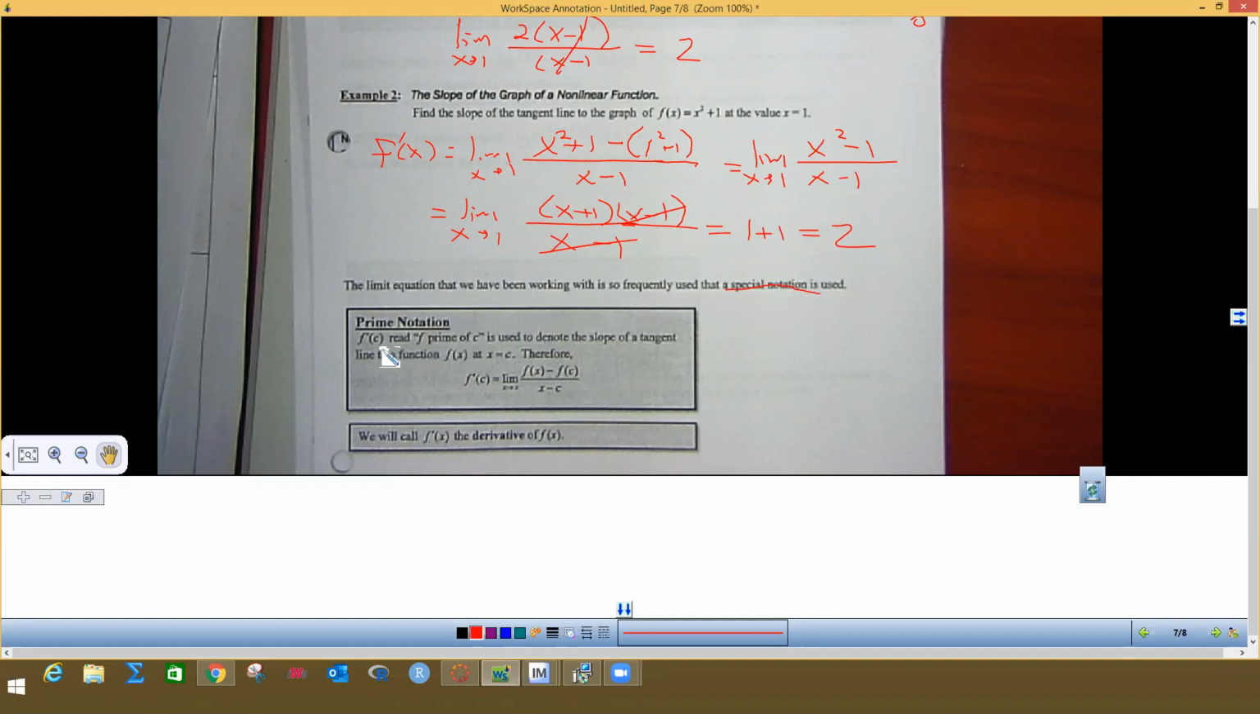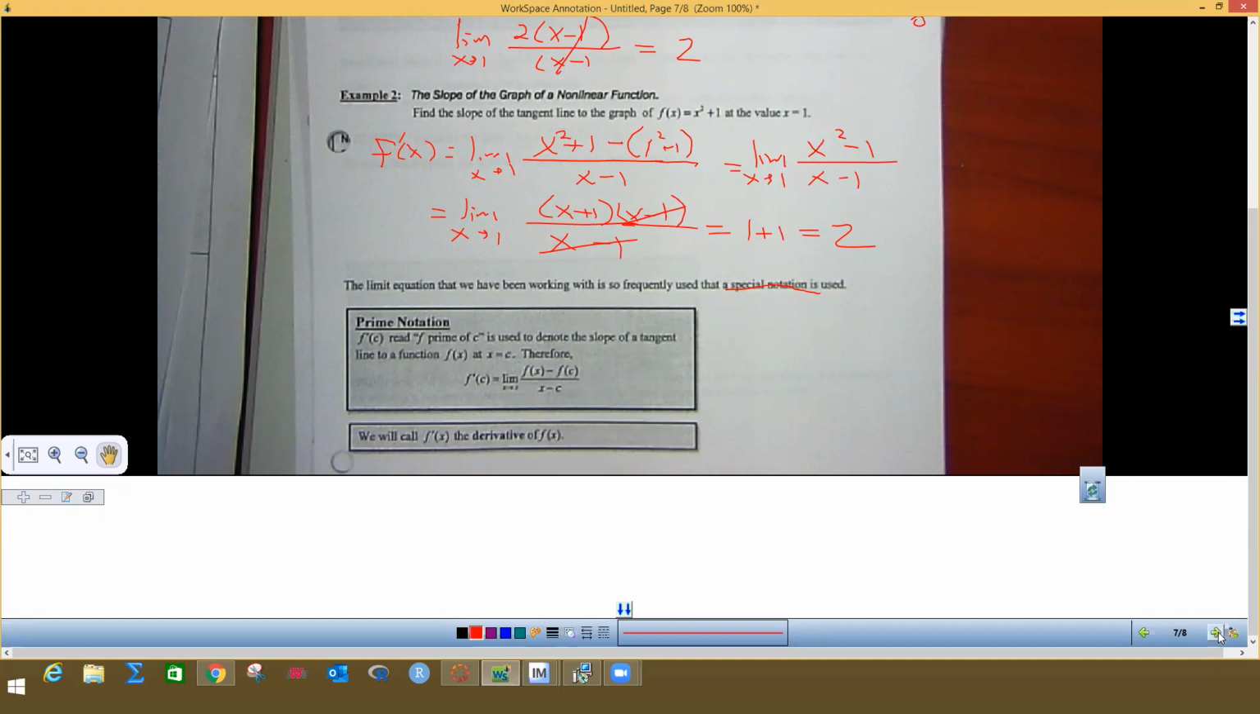That's called prime notation. So f prime of c, also called the derivative of f, is used to denote the slope of the tangent line of the function f of x at x equals c. Therefore, f prime of c is the limit as x approaches c of f of x minus f of c over x minus c, the thing we've just been working on above. We will call f prime of x the derivative of f of x.